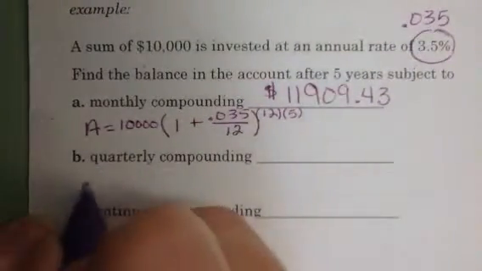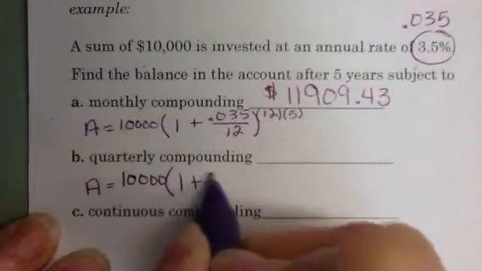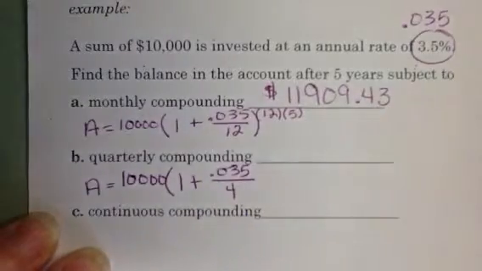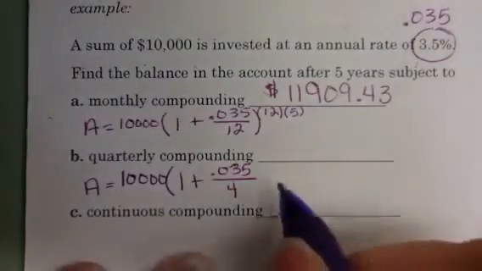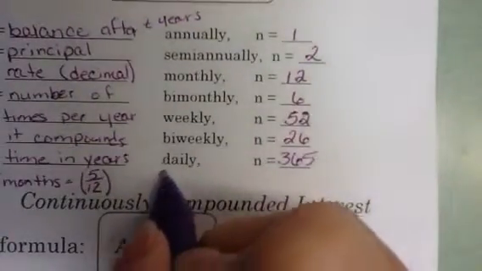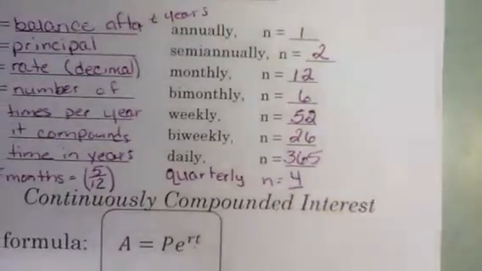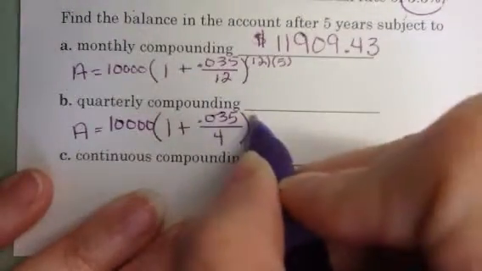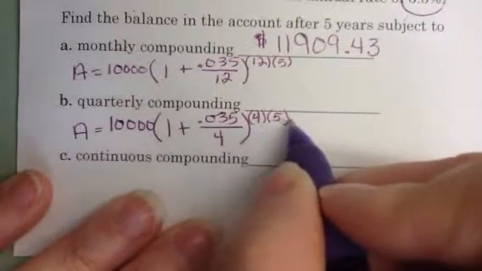And then quarterly compounding is the same, $10,000 times 1 plus 0.035. If it is compounding quarterly, it's compounding 4 times a year. And we actually didn't put that one on the top, but quarterly is 4 times a year. So you may want to go up here and just write in quarterly. N is 4. Okay, and then to the 4 times 5 power. So the number of times it compounds times the years.